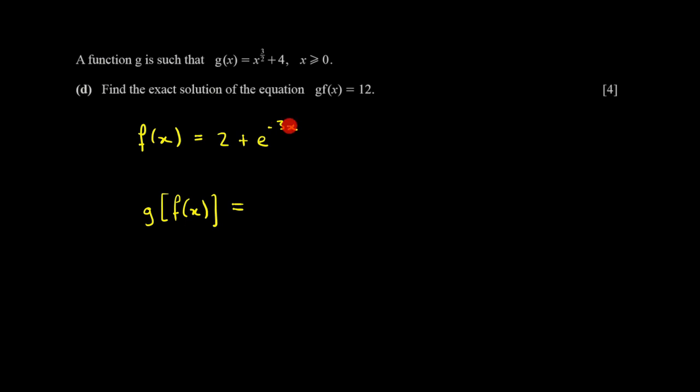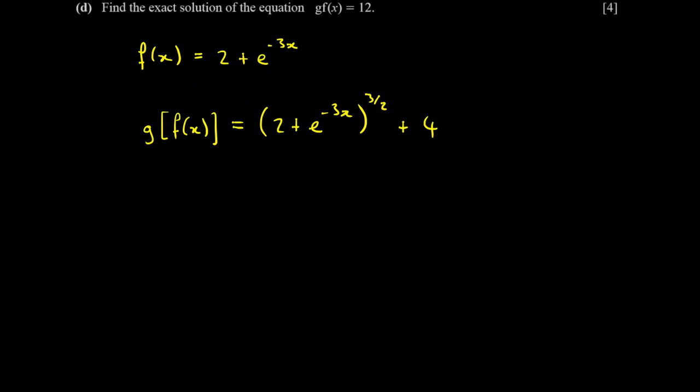So what we're going to do is take this function f(x) and put it inside of g every time we get an x. So that's going to go there. Let's try to do that. We're going to get (2 plus e to the negative 3x) to the power of 3/2, plus 4. Right, so that's our function g of f of x, and we're saying that that's going to be equal to 12. So 12 is equal to this thing.